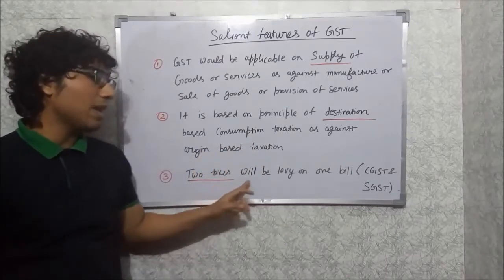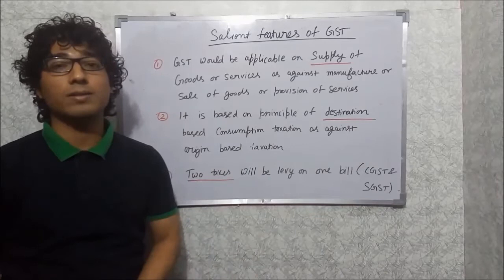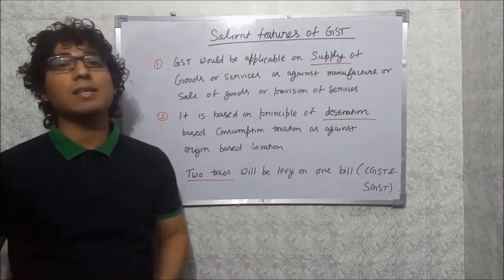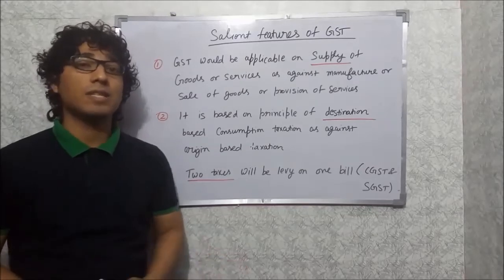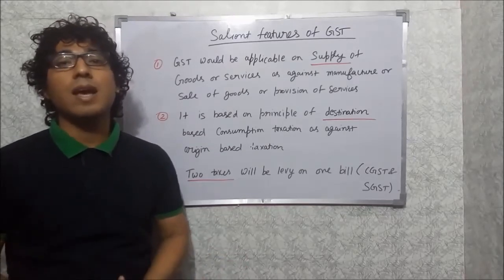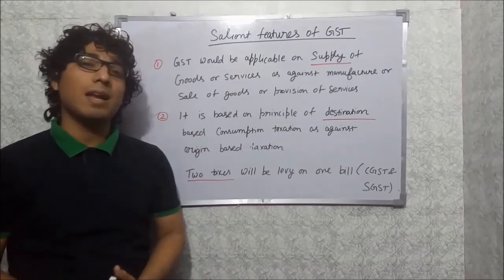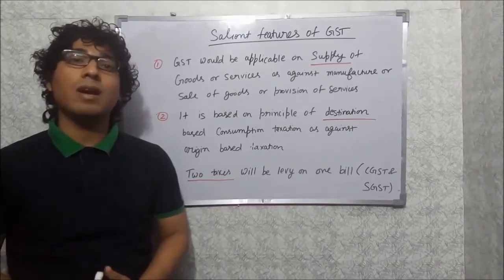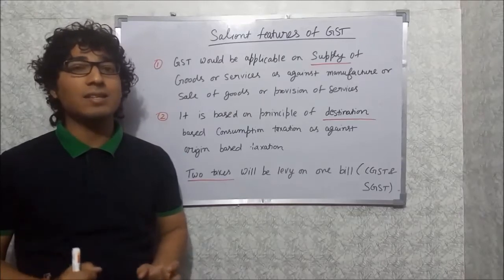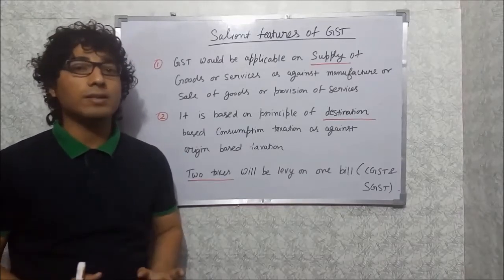Two taxes will be levied on the single invoice, CGST and SGST. The Central government will take its share of CGST, which is Central Goods and Services Tax, and the state will collect and levy the State Goods and Services Tax. So you have to collect the CGST and SGST on the single invoice.